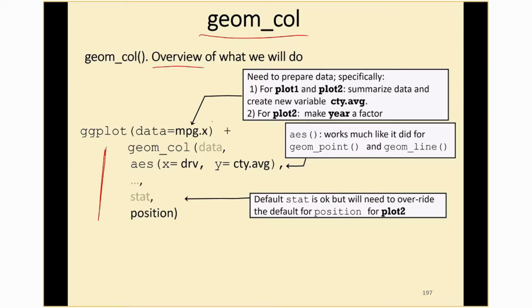We're going to have to modify our data frame, because now we don't want to look at all the data. We just want to look at summarized data. So we'll inherit that data as before. We'll put drive, for example, on the x-axis and average city mileage on the y-axis. The options and the stats we may need to address, but for the first time, we're explicitly going to have to deal with this factor of position.